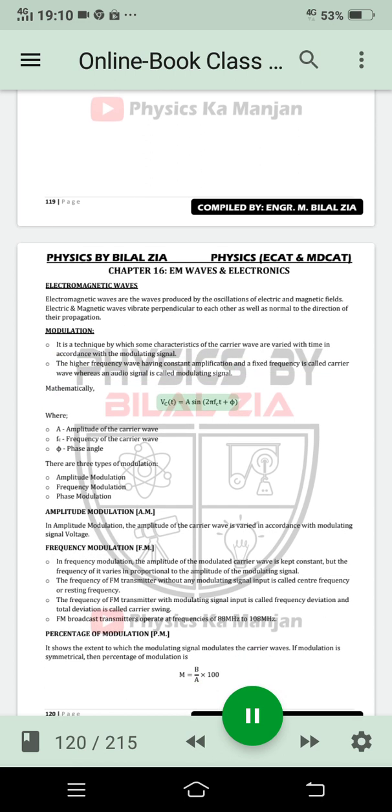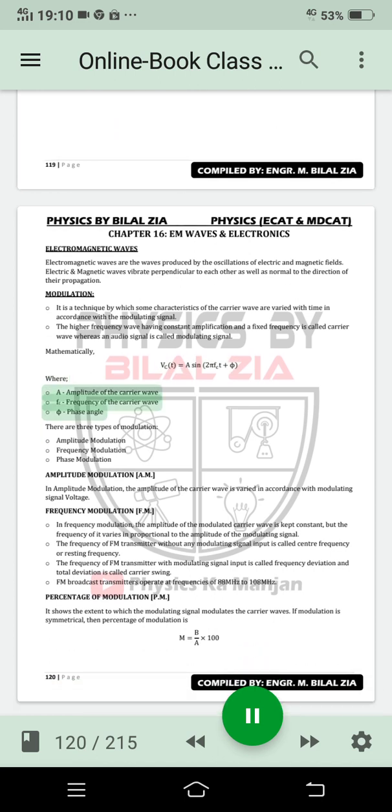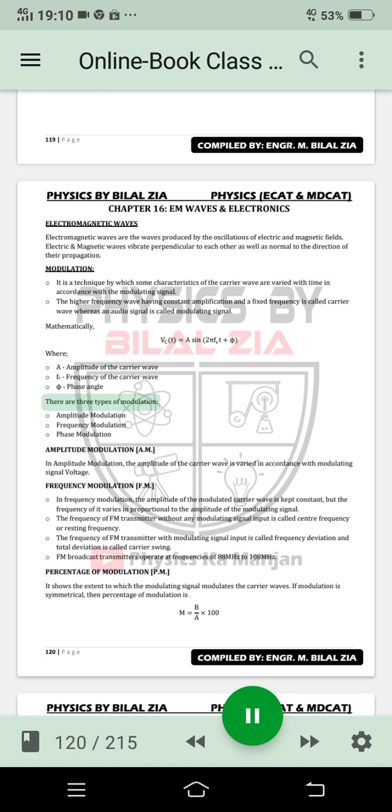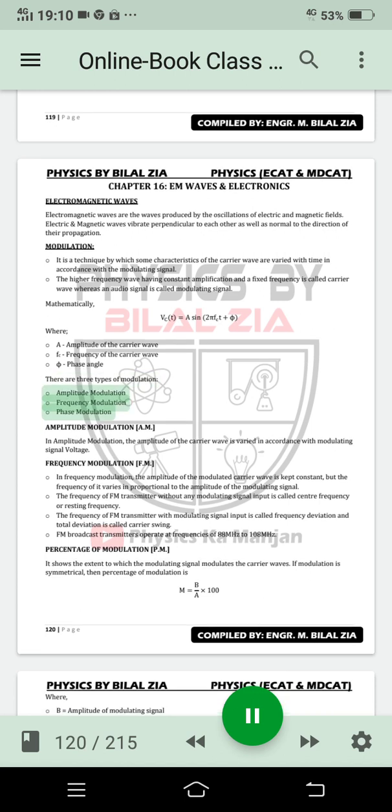Mathematically, Vc(t) equals A sin(2πfc t + φ), where A is the amplitude of the carrier wave, fc is the frequency of the carrier wave, and φ is the phase angle. There are three types of modulation: amplitude modulation, frequency modulation, and phase modulation.